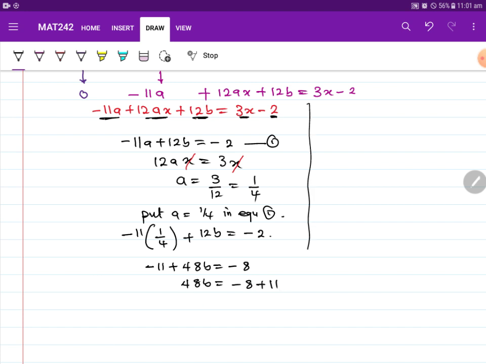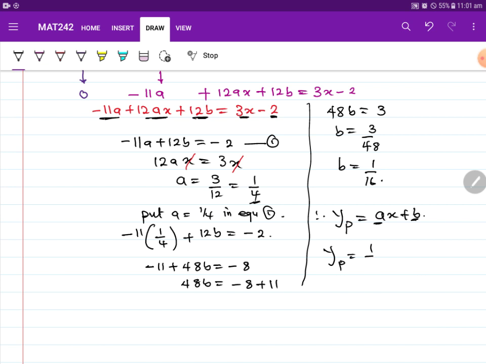I have 48b is equal to 3. b is equal to 3 over 48, b is equal to 1 over 16. Therefore, my yp, we all know yp is ax plus b, right? What is a? a is 1 over 4. What is b? b is 1 over 16. Therefore, yp is equal to 1 over 4 x plus 1 over 16.